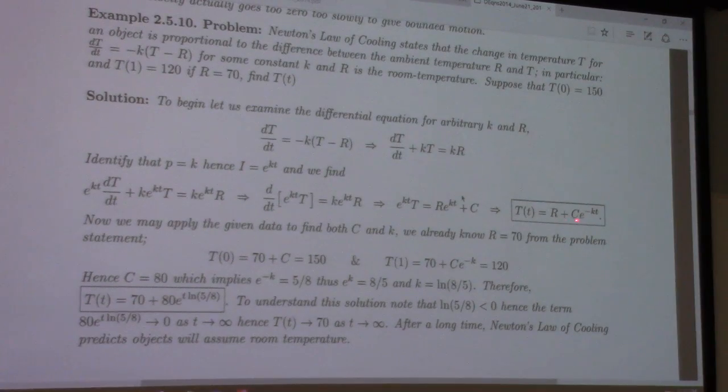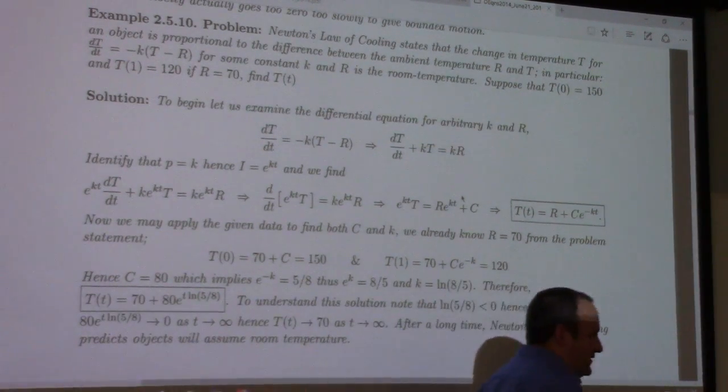Anyway, the solution is really simple. It's room temperature plus some constant times e to the minus kt, and then you just have to do algebra to fit the R and the k. This one ends up being 70 plus 80 times e to the t log of 5/8. Of course, as t goes to infinity, that exponent is negative, since the natural log of any number less than 1 is negative. So this goes to 70 as time goes to infinity. Everything goes to room temperature eventually.